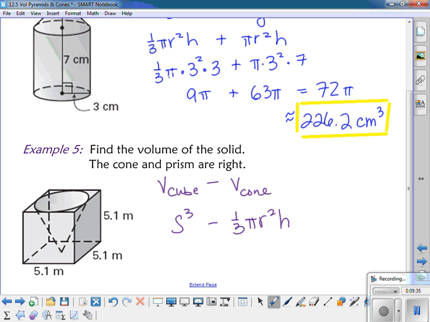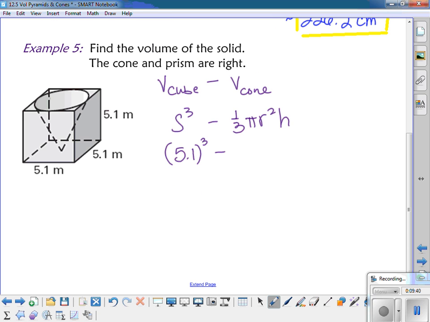All right, so all the sides are 5.1, so I'm going to take 5.1 and I'm going to cube that. And from that, I will subtract the product of 1/3 pi, or 5.1 over 2 is my radius, because it's only half the side, squared, and then the height of 5.1. Because when you're figuring out your radius over here, it's just half the side. So it's 5.1 divided by 2.